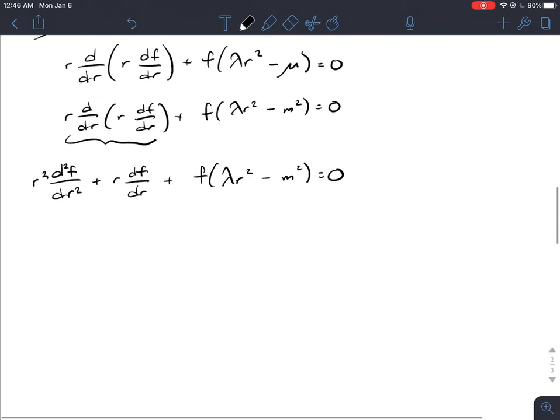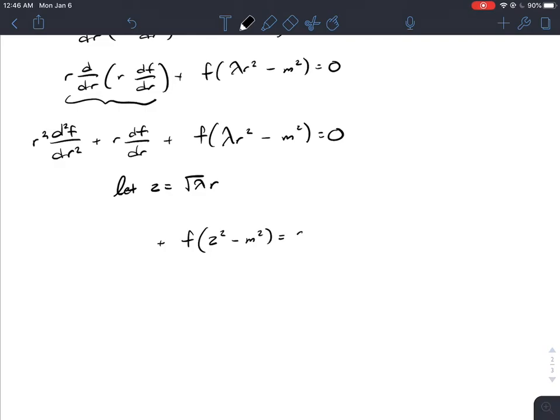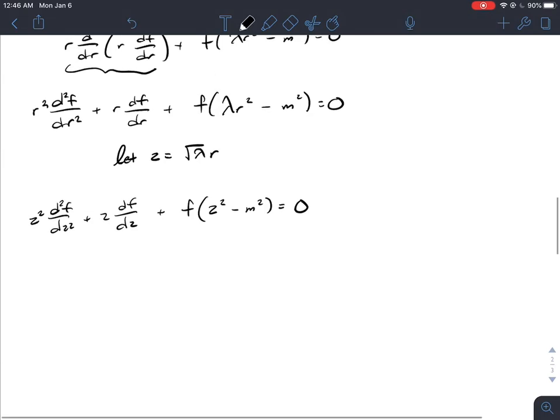Okay, so the next step to take here is completely unintuitive and is pretty much only possible if you have seen this before. So what we're going to do is redefine our variables, a change of variables. Let z be equal to the square root of lambda times r. Consequently, this becomes z squared minus m squared equals 0. If we do a full change of variables and change the derivatives appropriately, what we should find is that we're equal to z squared d squared f/dz squared plus z df/dz. Sorry about that.